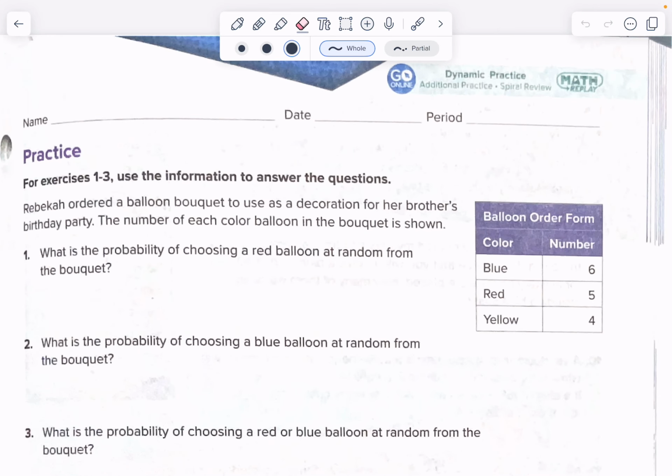Hi, 7th graders. Today we're going to talk a little bit about theoretical probability.